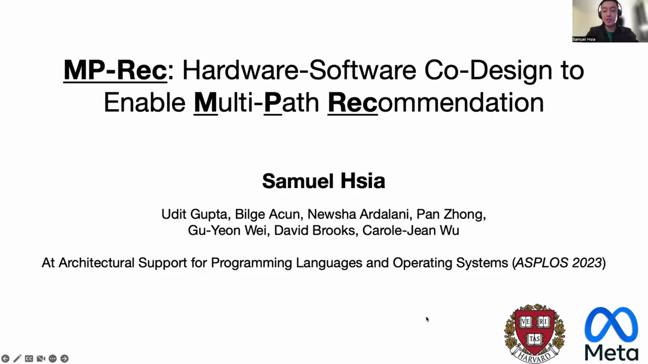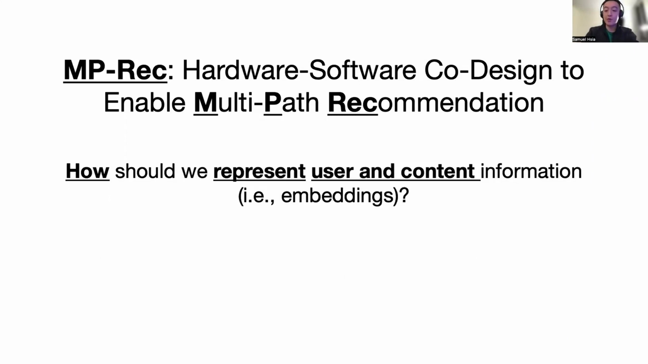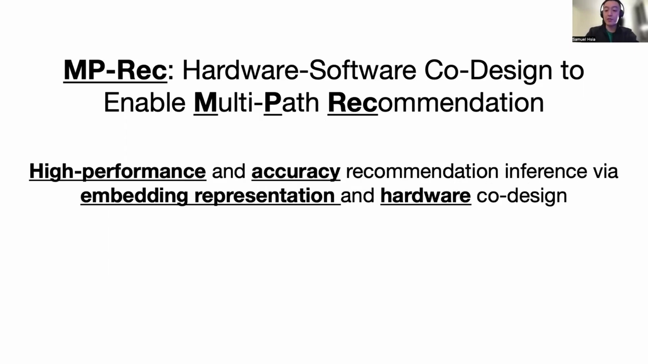Deep learning-based recommendation systems power the personalization features in popular applications such as social media, e-commerce, and entertainment streaming. As a result, neural recommendation has become a dominant source of compute at the data center scale. In this talk, we ask systems researchers and architects to take a step back and think about how user and content information are represented. More specifically, we want to take a closer look at how treating embedding representation as a design space can lead to high performance and high accuracy neural recommendation.